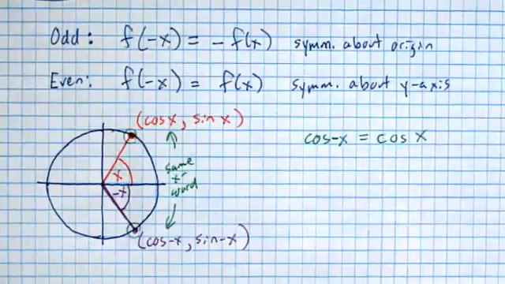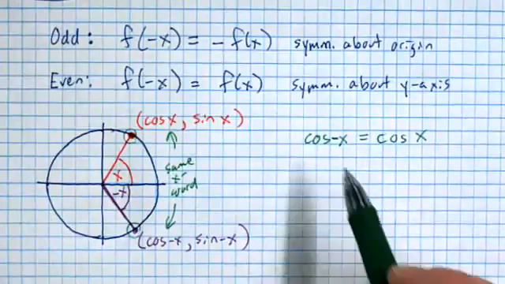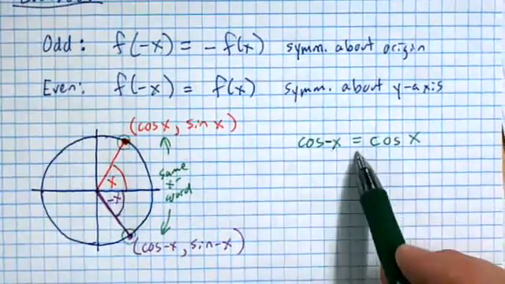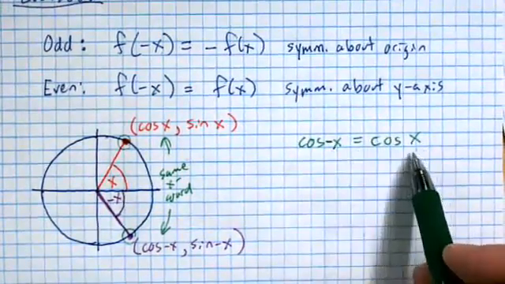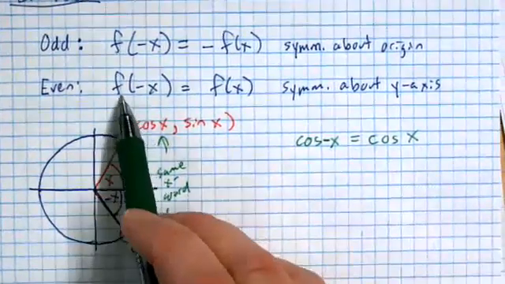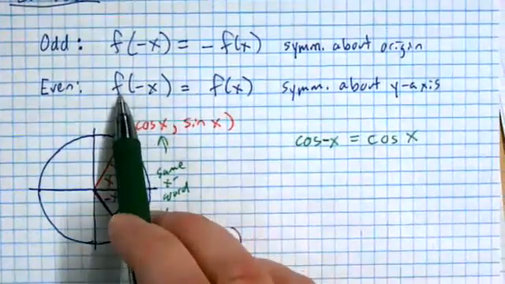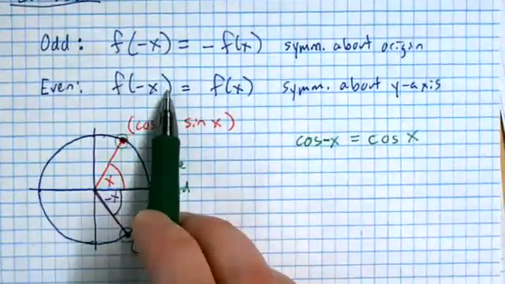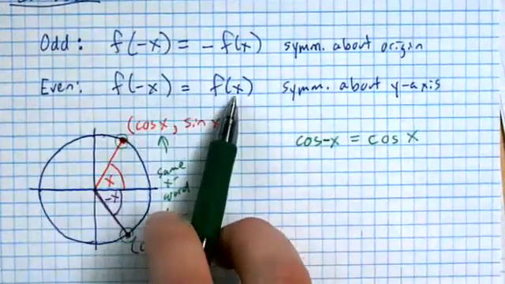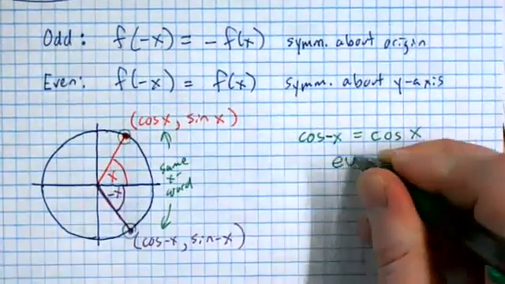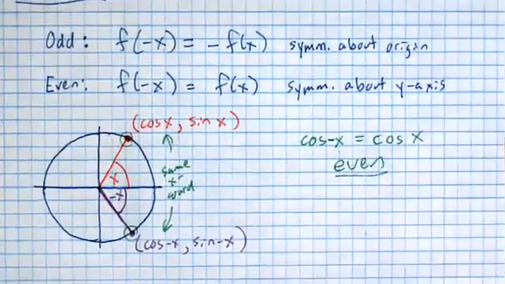Is cosine odd or even? The cosine of negative x is the same as the cosine of x. It is even. That's the definition of an even function, isn't it? If we plug in a negative x, we get the same thing as if we plugged in just a regular x. That's the definition of an even function. So cosine is an even function.